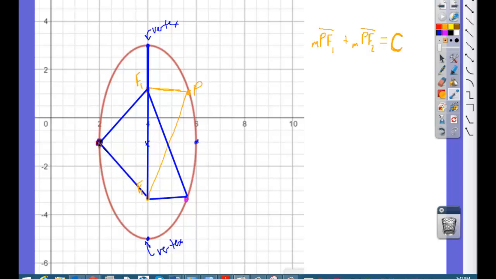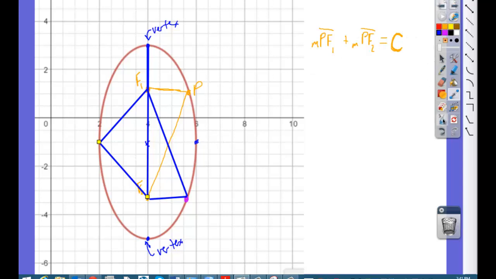This is the definition. This is one of the ways to really define an ellipse. It's the set of points at which, if you measure the distances to the two foci from that point, you'd have a sum that is always the same at any point on the ellipse.